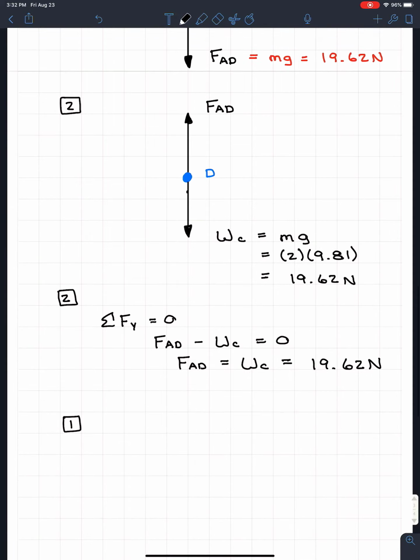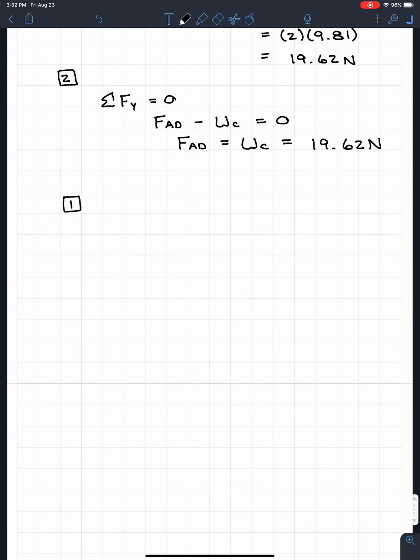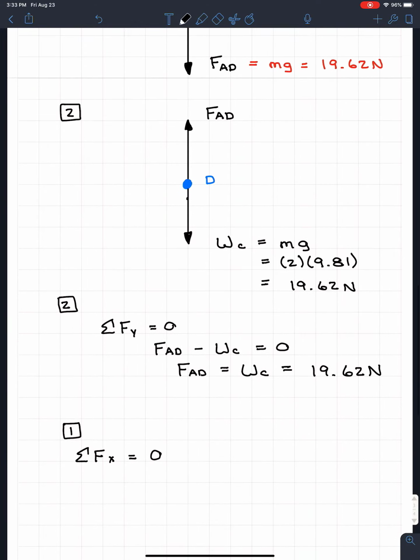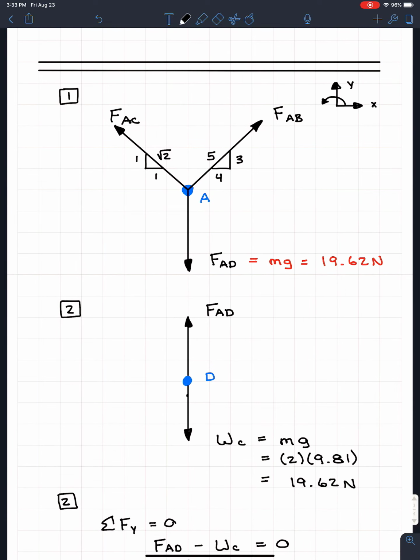So referring to free body diagram number 1, we have 2 equations. Our first is sum of the forces in the x direction is equal to 0. Again, you don't have to go with x first. You can start with y. It's completely up to you. I just start with x, and then I go y, and then I go a moment to finish.